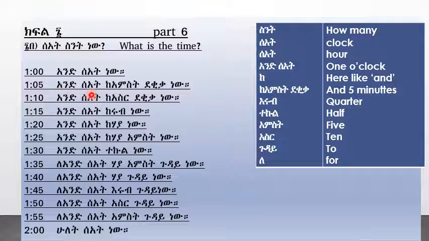Example: አንድ ሰዓት ከ5 ደቂቃ ነው. It is 1 hour and 5 minutes. That's how it functions. ከ5 ደቂቃ means "and 5 minutes" or "with 5 minutes." 1 hour with 5 minutes.